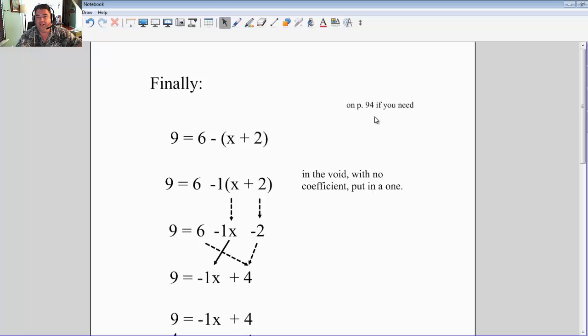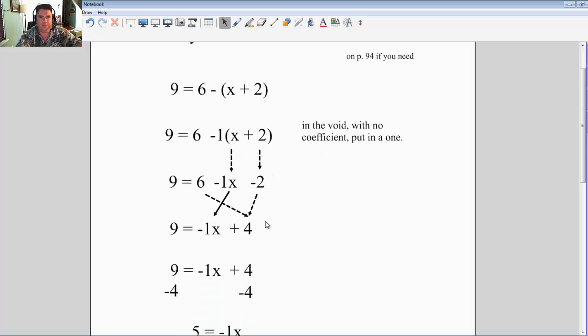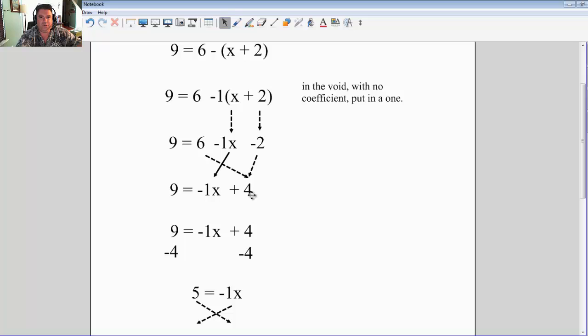Finally, and you can use page 94 if you need, 9 equals 6 minus (x plus 2). Minus 1, really minus means negative 1, so negative 1 times x and negative 1 times 2. You can simply switch the signs to a negative x and negative 2, and combine 6 and negative 2, which is 4. Minus 4 to both sides. Let me try that again. You minus 4 here, minus 4 here, so you have 5 equals negative 1x.